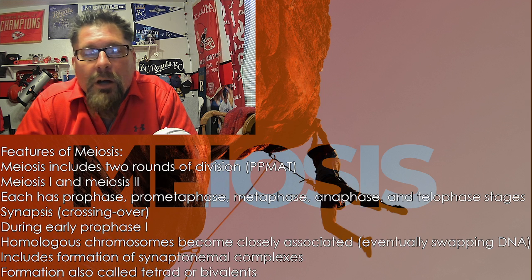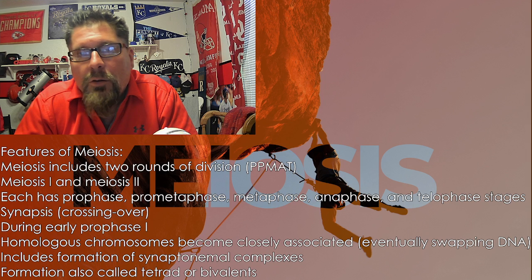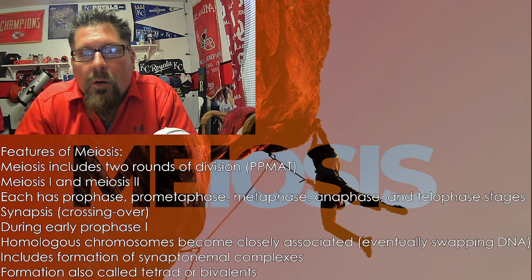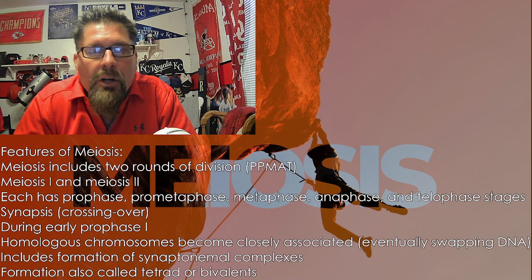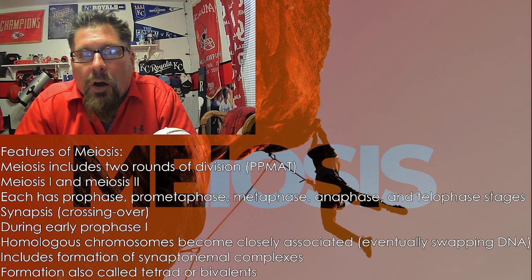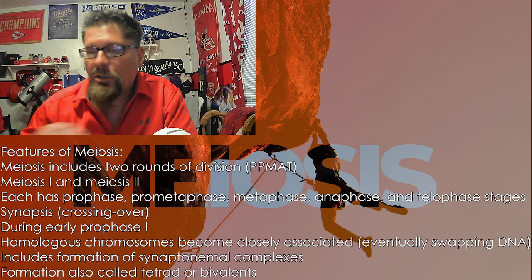The idea is that the two chromosomes are attached by cohesion proteins to develop a synaptonemal complex. When they're joined together, you can also see this referred to as a tetrad or bivalent, and you'll see a picture of it on the next slide. It's just the idea that the two homologous chromosomes, one from the mom, one from the dad, are literally joined together so this crossing over process can occur.